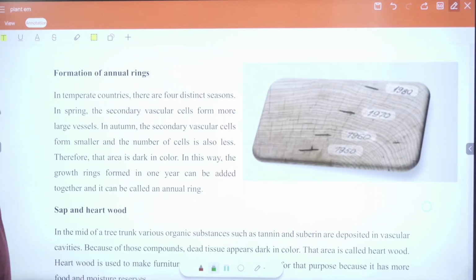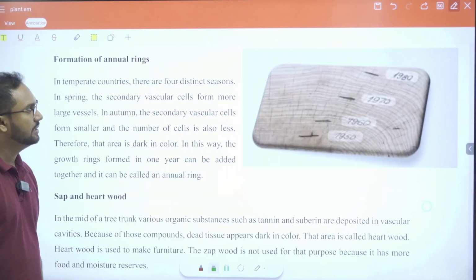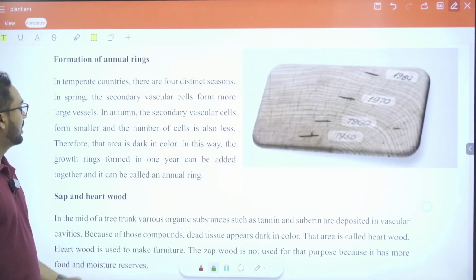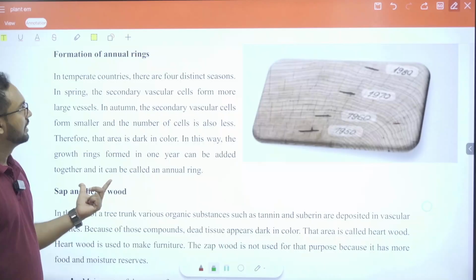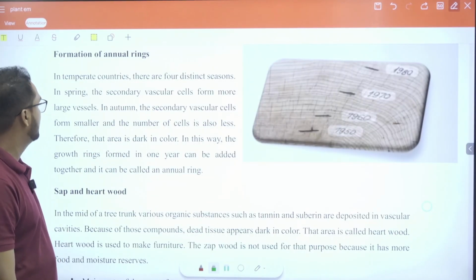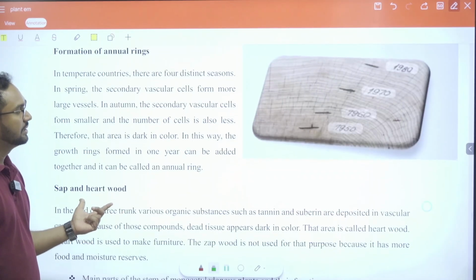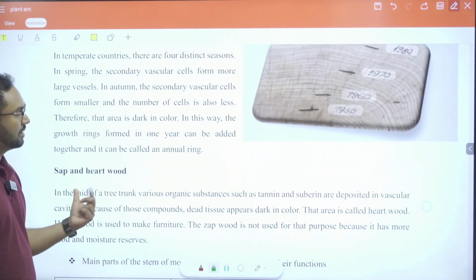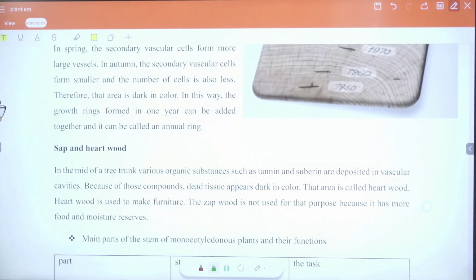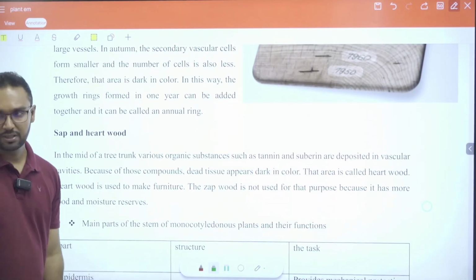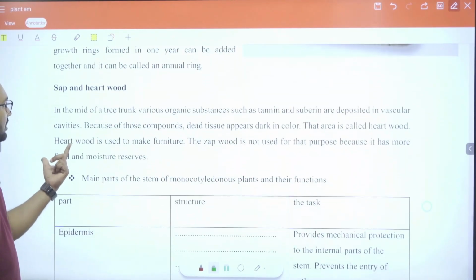In temperate countries, there are four distinct seasons. In spring, the secondary vascular cells form more large vessels, but in autumn the secondary vascular cells form smaller vessels and the number of cells is also less. Therefore, that area is dark in color. In this way, the growth rings formed in one year can be added together and called an annual ring, right?